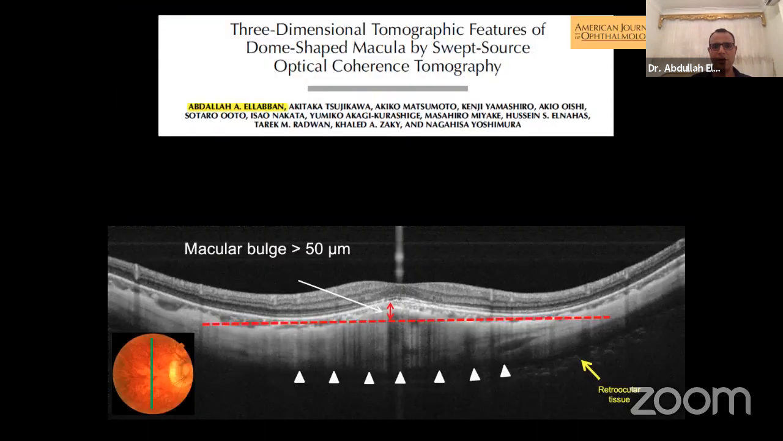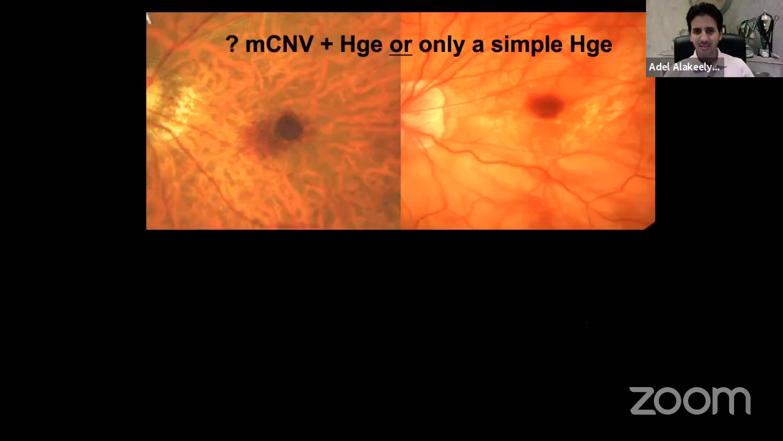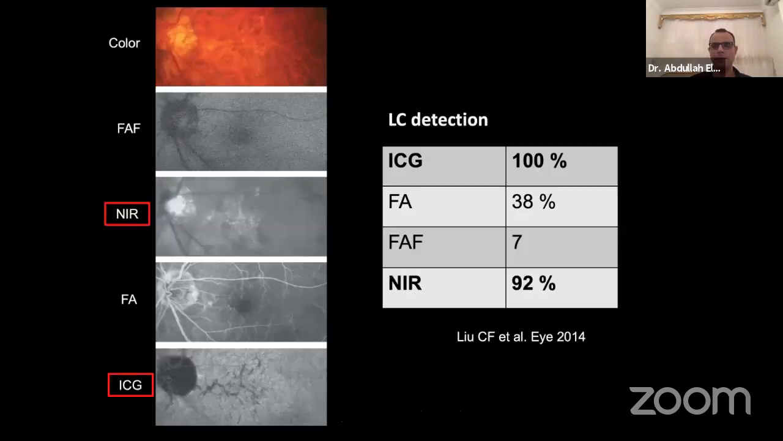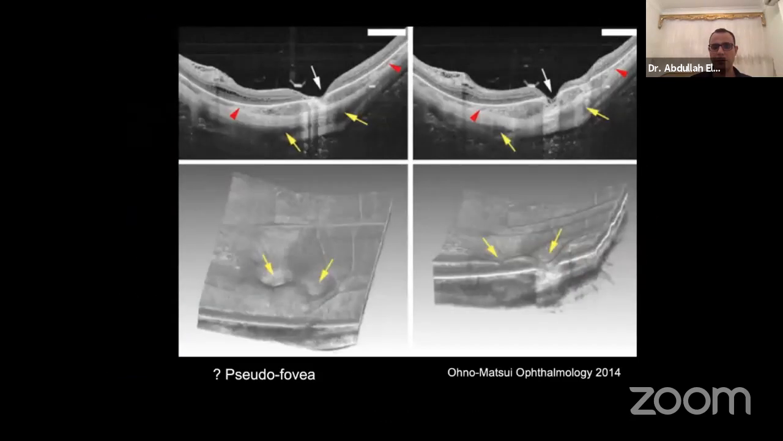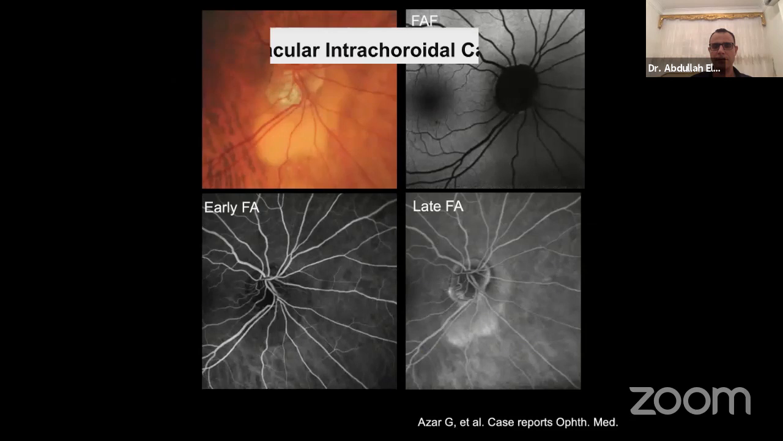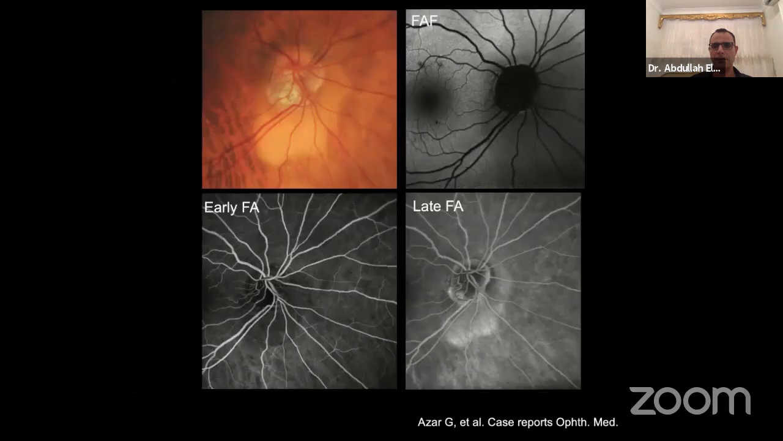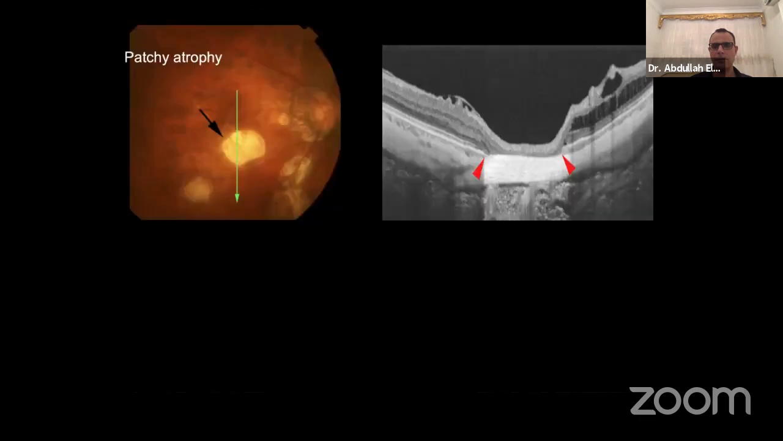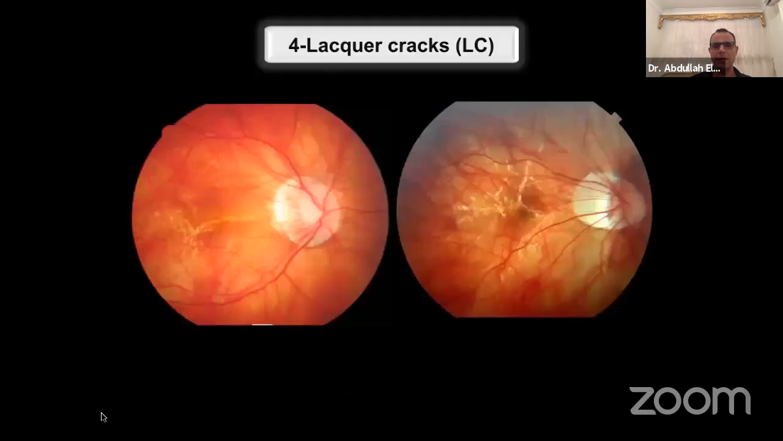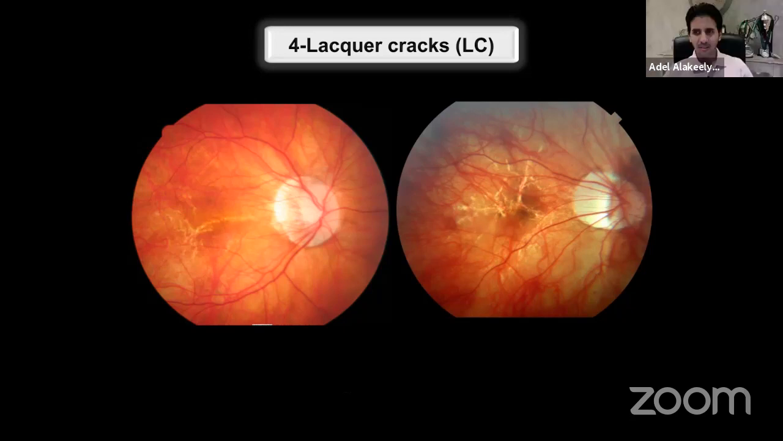Should go to the slide with the lacquer cracks. Yeah. Oh, sorry. Yeah. For example, this patient has this lacquer crack network. This patient has more. But as long as they don't have vision-threatening complications, that's fine, and we are only monitoring them.